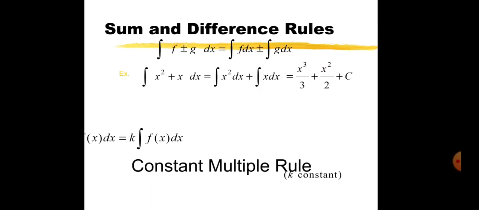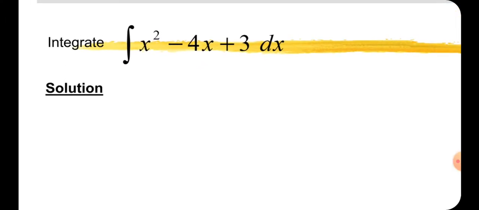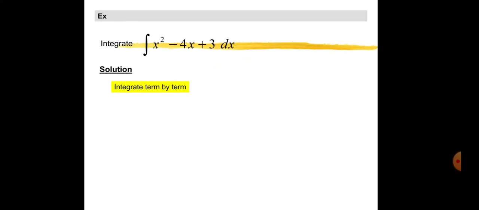So we have an example here. Find the integration of x squared minus 4x plus 3 dx. Now you have to apply the rules. The integration will be, for x to the power 2, you add 1 to the power, and you divide by the new power. So x to the power 2 becomes x to the power 3 over the new power, which is 3.